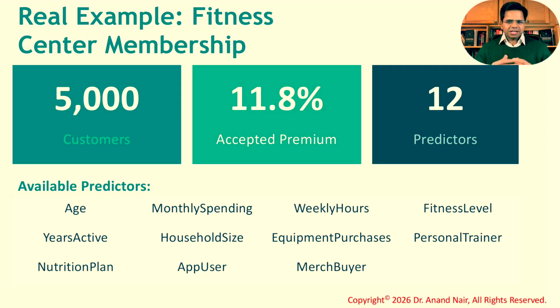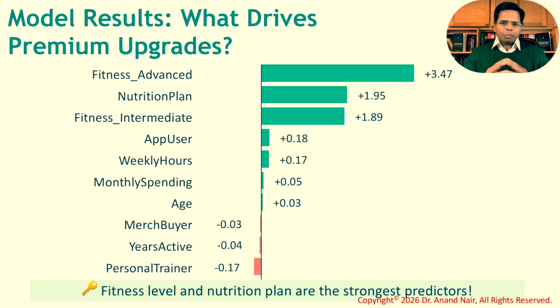The business question is clear. Given what we know about a customer, what's the probability they'll upgrade? Let's see what the model tells us. Here are our model coefficients, ranked by impact. Green bars push toward premium membership, red bars push away from it.